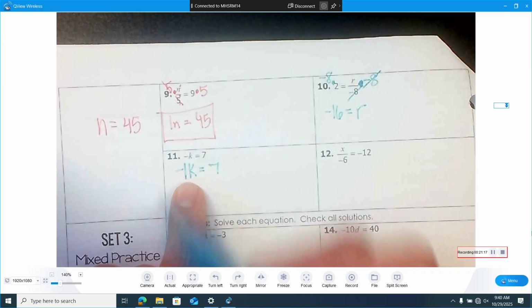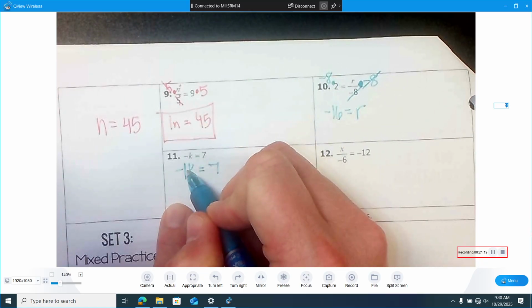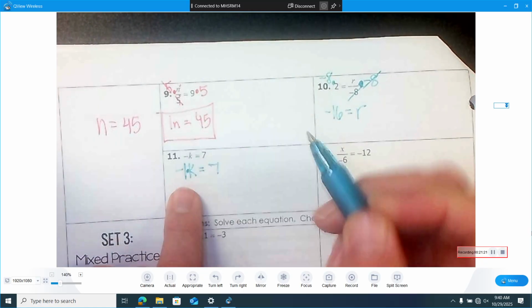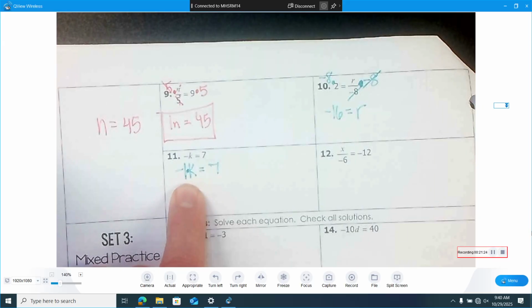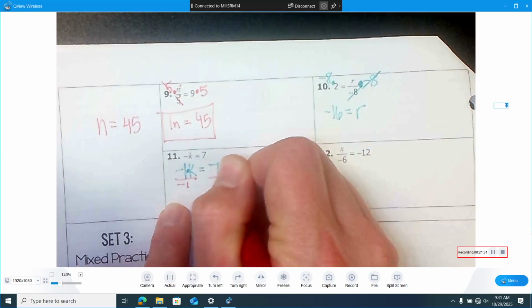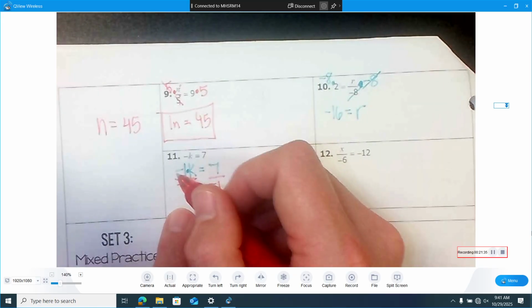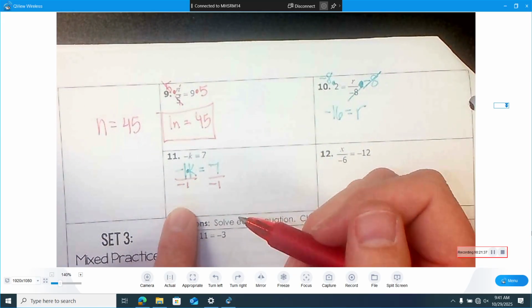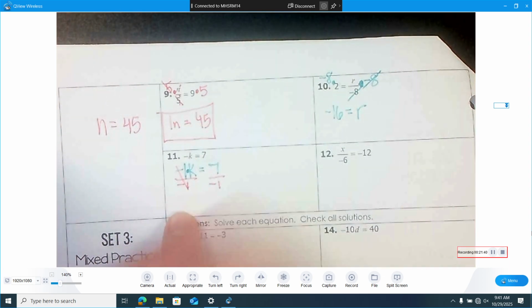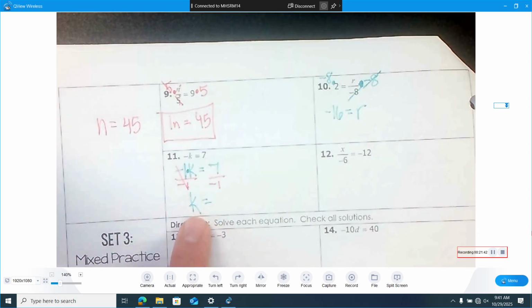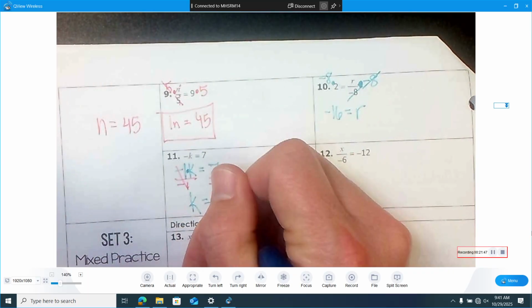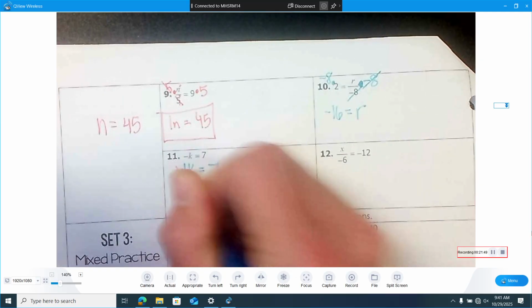All right? So now this says negative 1. What's the operation? Multiplied. Negative 1 times k. So how do we get rid of that negative 1? Divide. The inverse operation, we're going to divide each side by negative 1. What is negative 1 divided by negative 1? 1. So that cancels out to a 1k, or a plain old k. And 7 divided by negative 1 is? Negative 7. Very good.